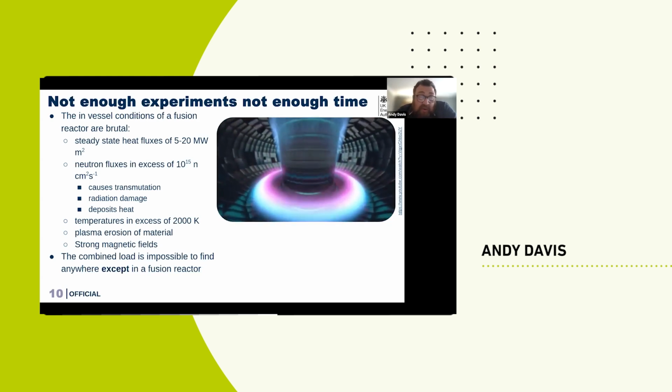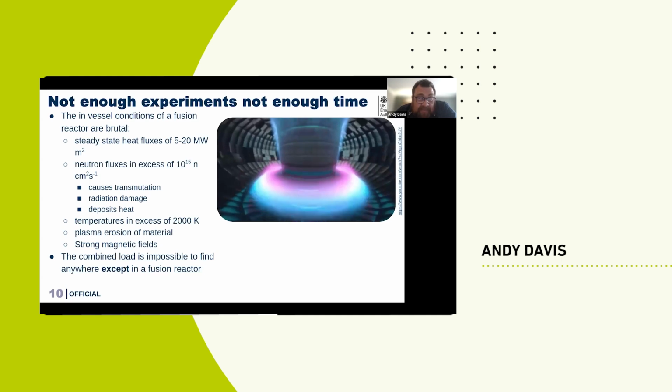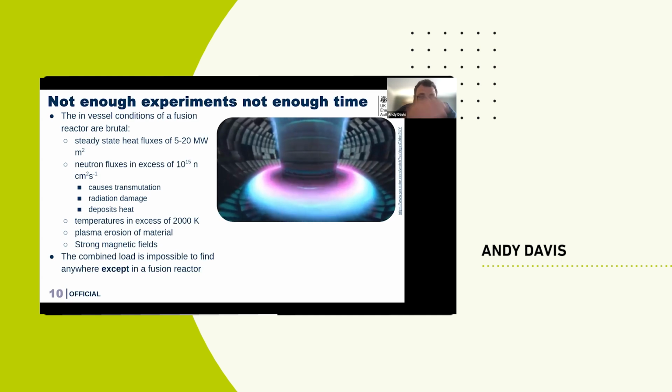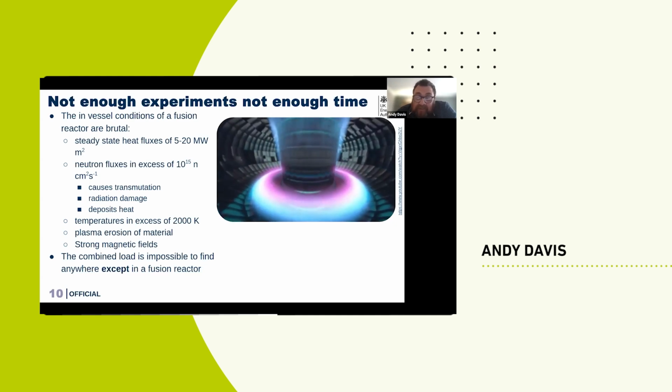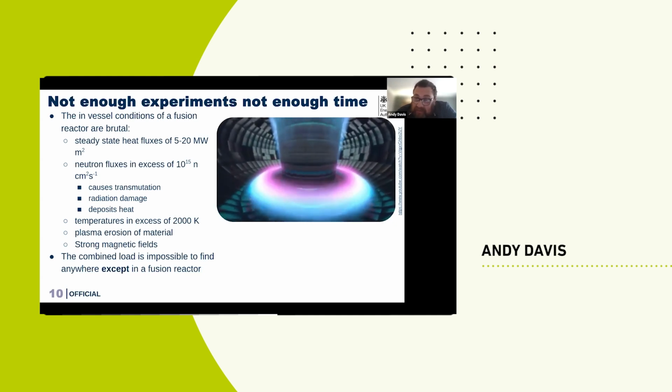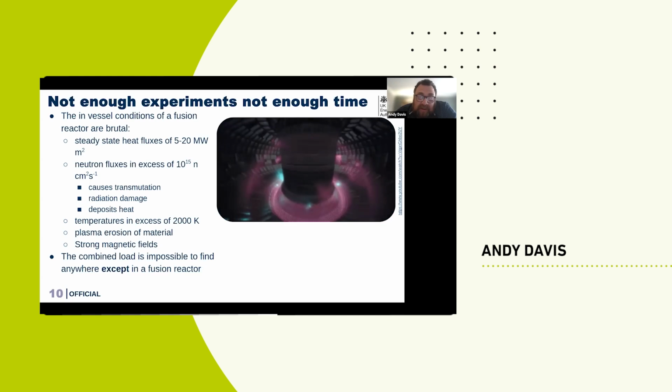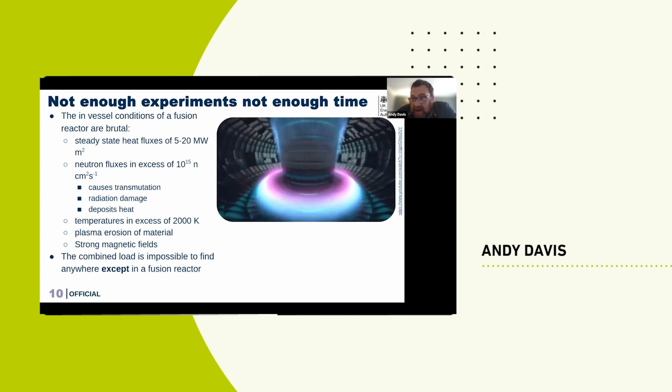And it's an unfortunate truth that the combined load, all of these things being available to us experimentally all at once, are only found inside an operational fusion reactor. So if you want to test these things, you kind of have to build one.